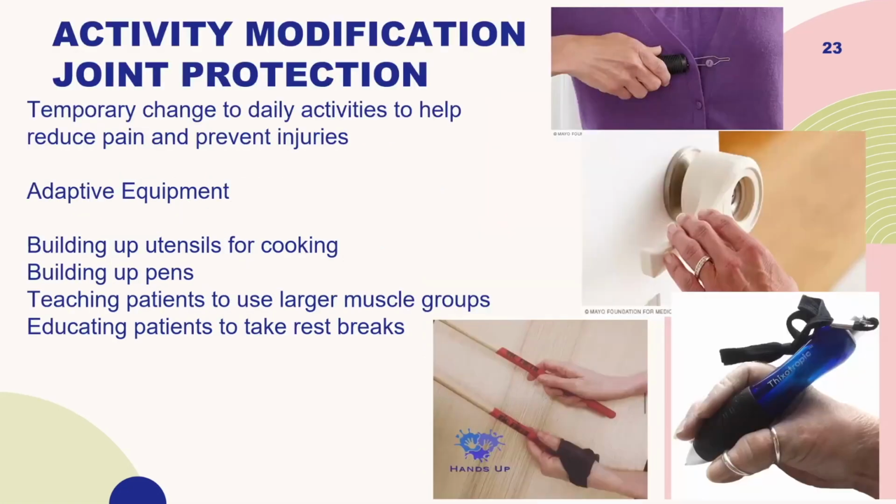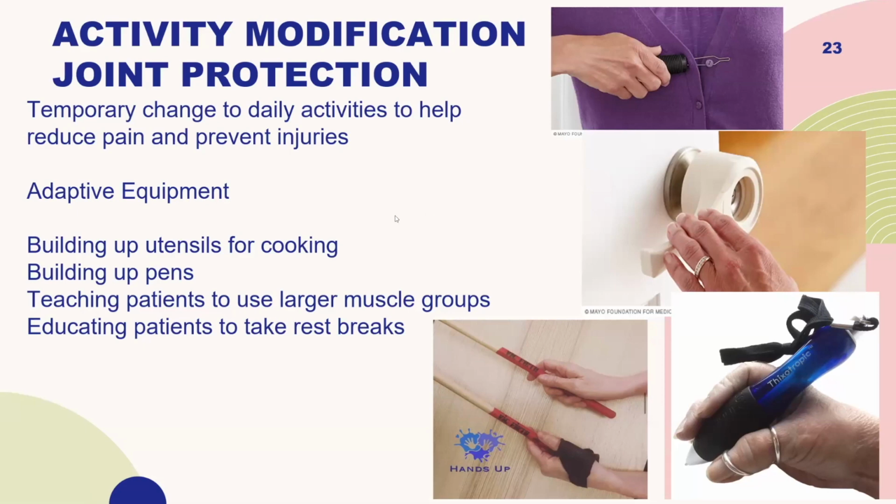As OTs, our goal is always to improve function. So activity modification and joint protection are key aspects of occupational therapy. That is a temporary change to daily activities to help reduce pain and prevent injuries. These are several adaptive devices that we will introduce to patients and discuss with patients because it might be helpful for them to get through their daily tasks.